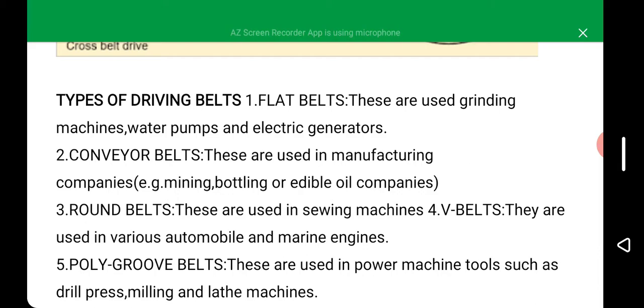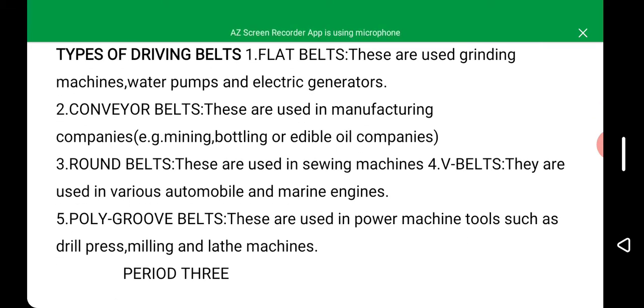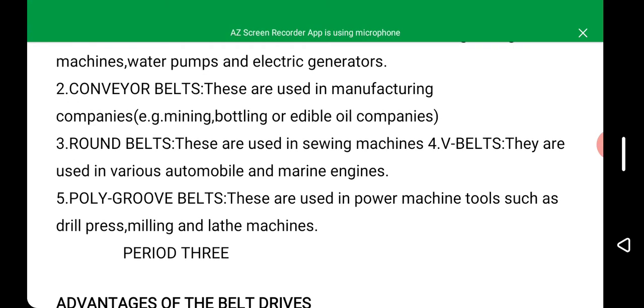Next, conveyor belts. These are used in manufacturing companies, e.g. mining, botany, or edible oil companies. They use it to carry load from one place to another, as we said earlier. Round belts are used in sewing machines, as we have all seen a sewing machine before. That is an example of a round belt.